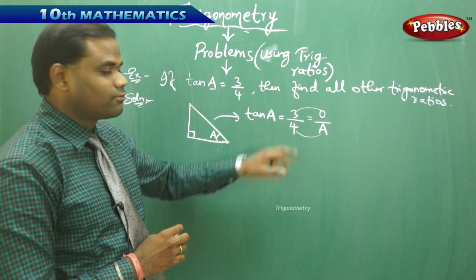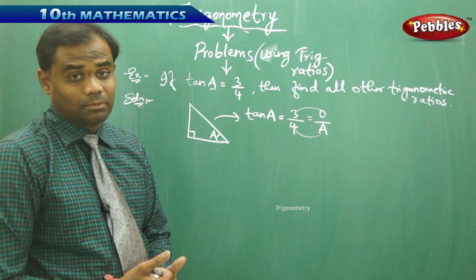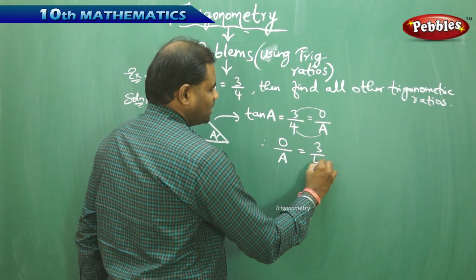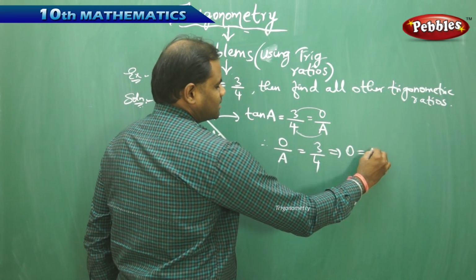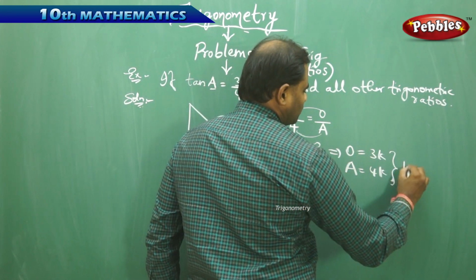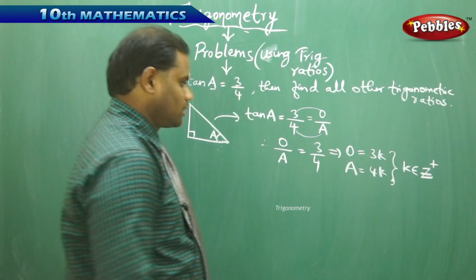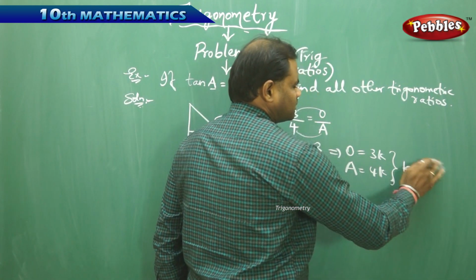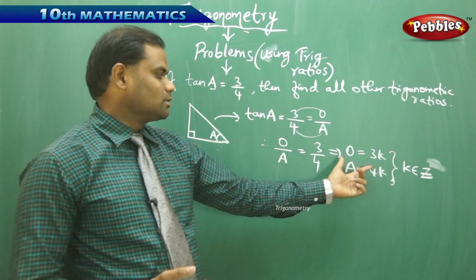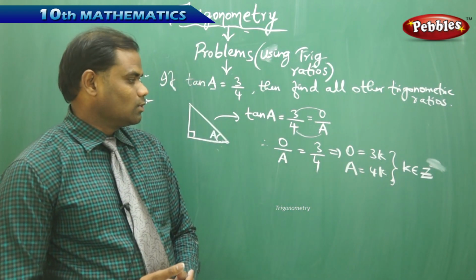But because this is a fraction, I don't know what is the common multiple divided from both numerator and denominator. Therefore, opposite by adjacent equal to 3/4 implies my opposite side is 3k and my adjacent side is 4k, for k belonging to Z. It can be negative. So for any integer k, the opposite side is 3 times the constant k, and adjacent is 4 times k.